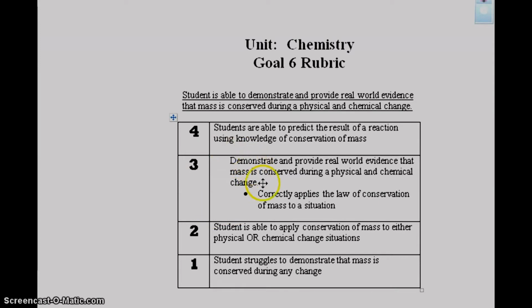Okay? So in order to earn a 3 on this, you will need to demonstrate and provide real-world evidence that mass is conserved during a physical and a chemical change. You also need to be able to correctly apply the law of conservation of mass to a situation. Okay? In order to earn a 4, you will need to be able to look at a chemical reaction and use your knowledge of conservation of mass to figure out what the product would be.